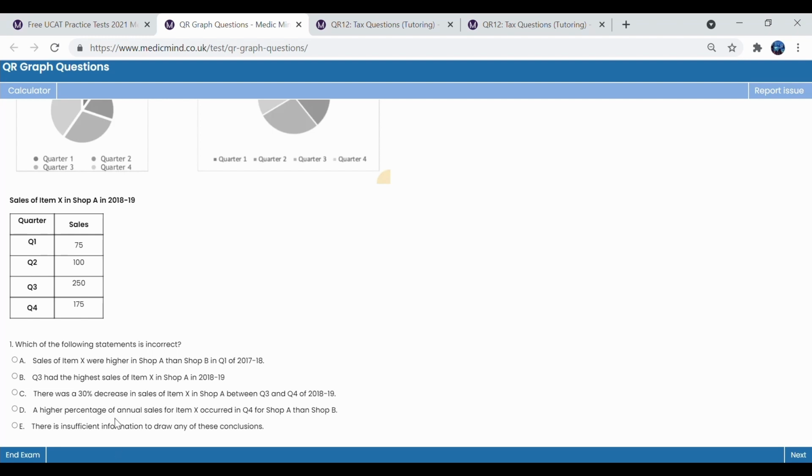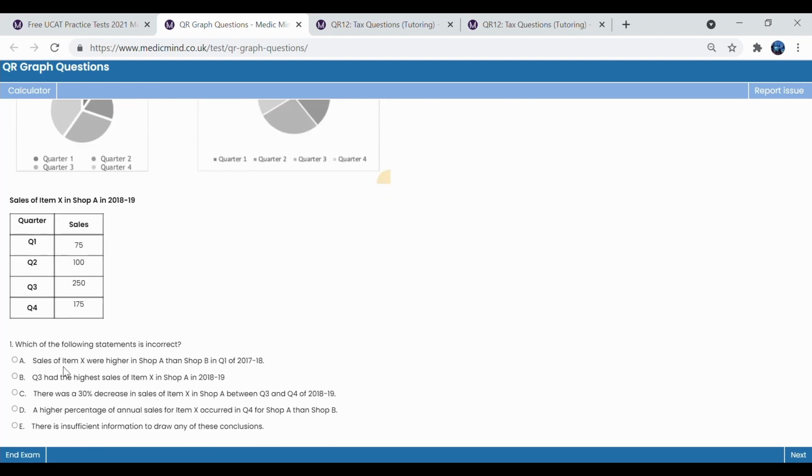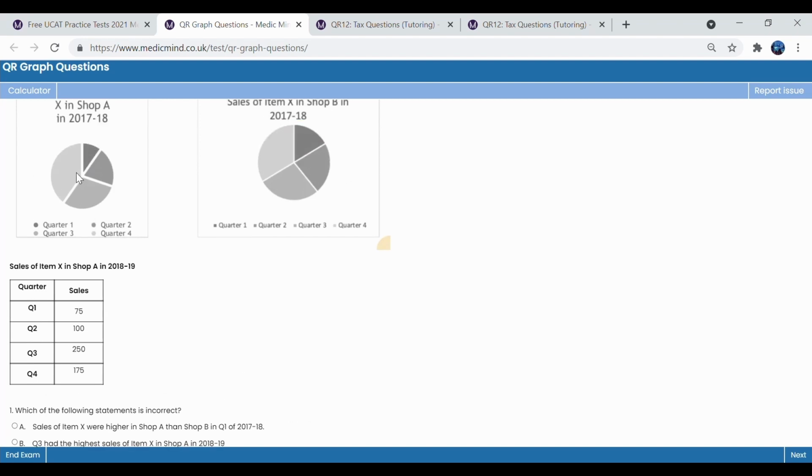Sales of item X were higher in shop A than shop B in quarter 1 of 2017-18. So this is item X. This is quarter 1, and this is quarter 1 as well. So we don't know how many were sold. We don't know the number. For example, it could be correct, it could be incorrect, so we don't know. So I'll leave option A, but I feel like that's the right answer. The X were higher in shop A than shop B in quarter 1 of 2017-18.